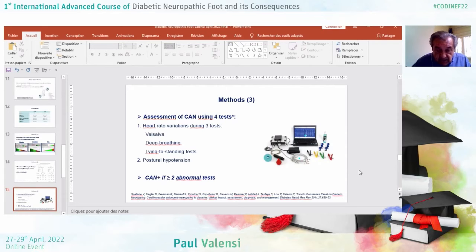CAN was assessed, as I mentioned, including the three tests for heart rate variations and postural hypotension, and we considered CAN to be present if the patients had at least two abnormal tests.